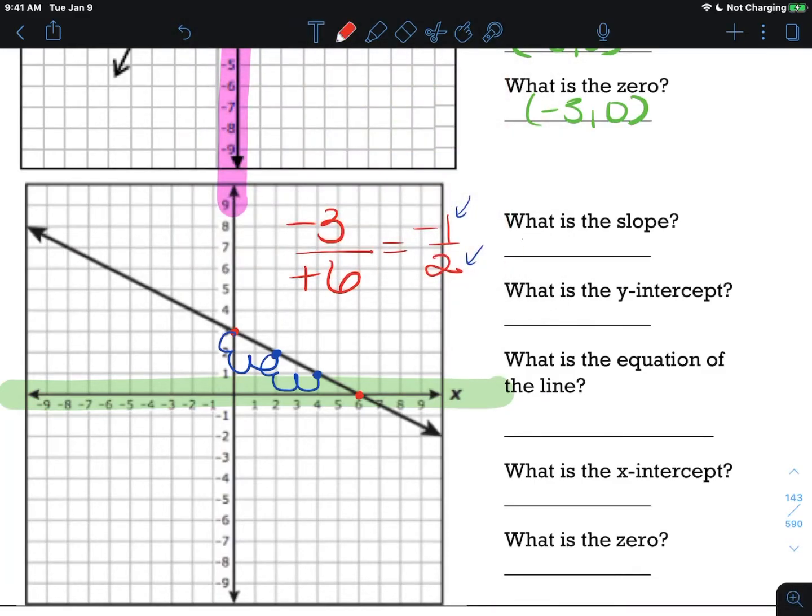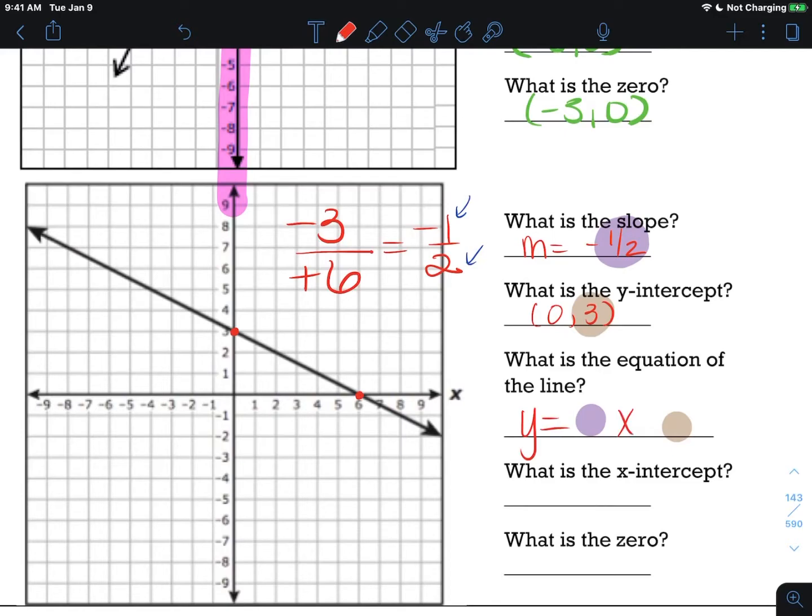All right, so my slope is negative 1/2. My y-intercept, let's look at that again, is located at 0, positive 3. The equation of my line, so I'm going to take my b value as well as my m value. y equals mx plus b. So the equation of my line is y equals negative 1/2 x plus 3.